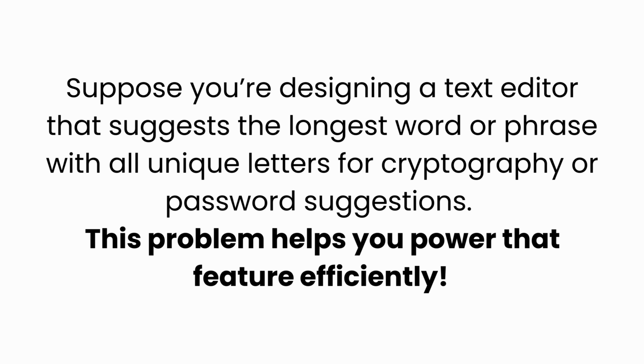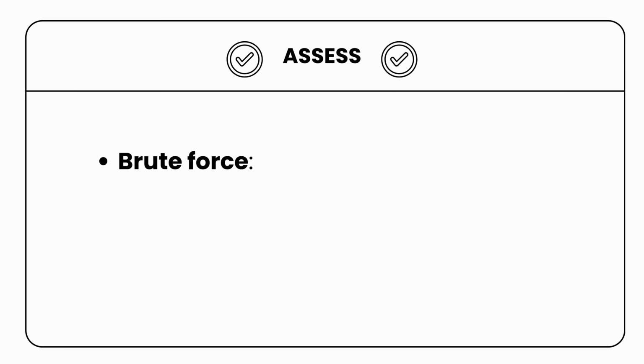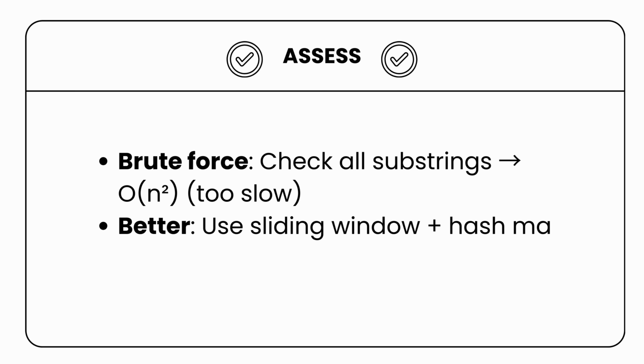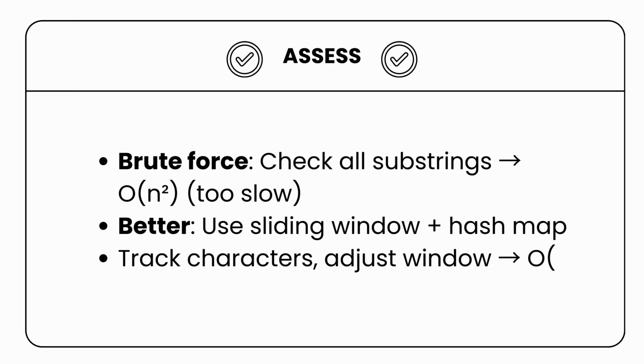Suppose you're designing a text editor that suggests the longest word or phrase with all unique letters for cryptography or password suggestions. This problem helps you power that feature efficiently. A brute force solution checks every substring, but that's O(n^2) time, much too slow. The optimal approach is to use the sliding window pattern with a hash map, or set, to track characters and their indices. This lets us expand and contract our window efficiently as we scan, guaranteeing O(n) time.